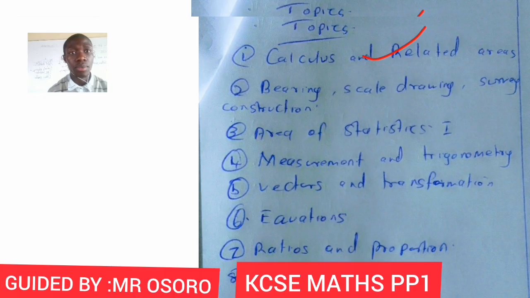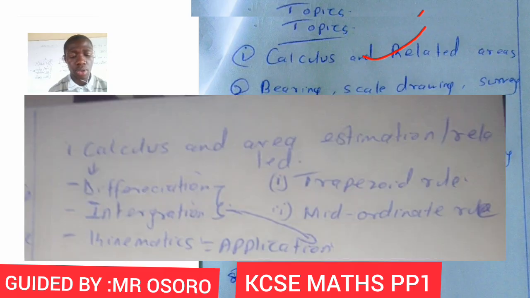This area covers the trapezoid rule. You know them: when we are talking about area estimation, we are talking about the trapezoid rule. We have the mid-ordinate rule. Yes, so these two are under area estimation. That's a topic in Form 4.